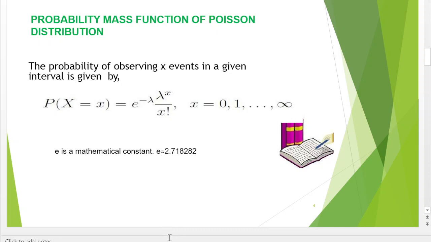Probability mass function of Poisson distribution. The probability of observing X events in a given interval is given by probability of X is equal to e power minus lambda, lambda power X divided by X factorial. X takes the values 0, 1, 2 and so on, up to infinity. Here e is the mathematical constant. The value of e is 2.7188.